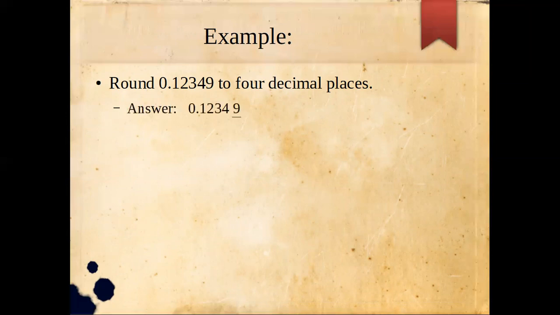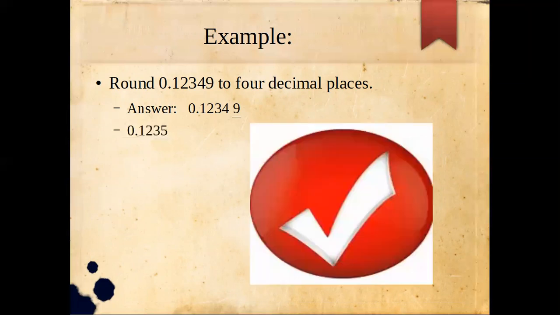So the answer. First of all, underline the number that is after the 4th decimal place. We've got 0.12349, and that 9 is the number we're looking at. 9 is bigger than 5, it's 5 or higher, so we have to round up. So the 4 goes up 1 into a 5, and our final answer will be 0.1235. Well done if you got that.